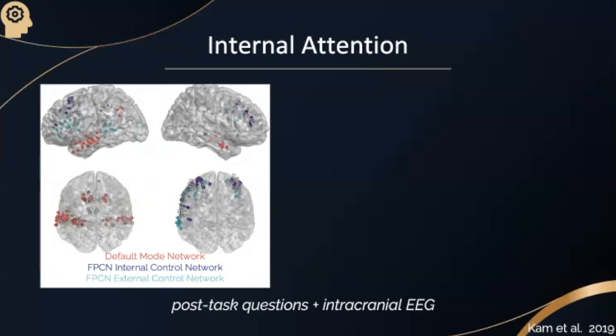Now, past fMRI studies have shown that the DMN is strongly correlated with the FPCN internal control network. What we don't know is the underlying electrophysiological basis of this connectivity pattern, which may be a potential candidate for the mechanism supporting internal attention. To test this, we examined the connectivity between the DMN and the FPCN internal control network in the theta band, which has been implicated in attentional control processes.